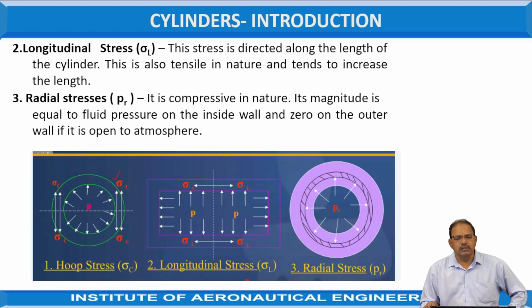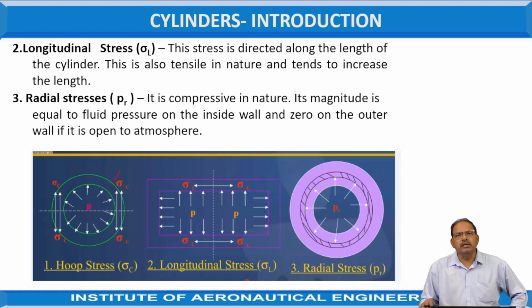The third one is the radial stress. These are compressive in nature. Its magnitude is equal to the internal pressure but acting in the opposite direction. Hence, it has its maximum value just inside the cylinder, and the value decreases. Finally, it becomes zero at the outer surface of the wall. There, generally, it is exposed to atmospheric air. Hence, the outside pressure is treated as equal to the atmospheric pressure.